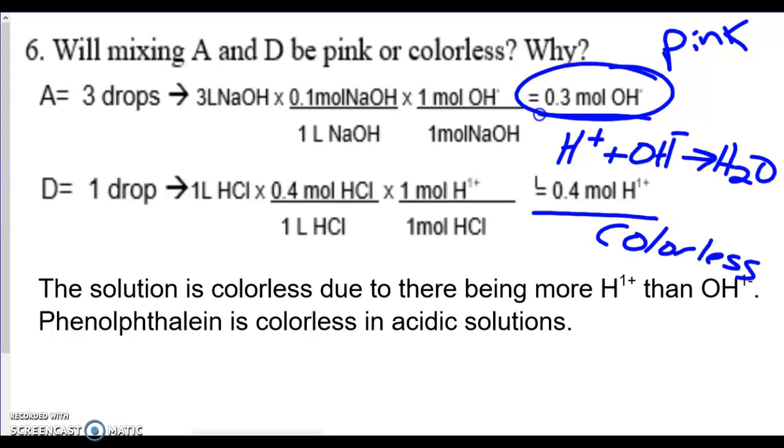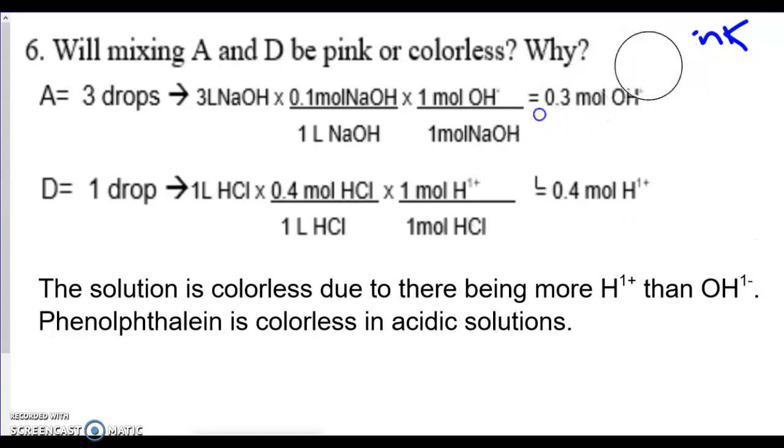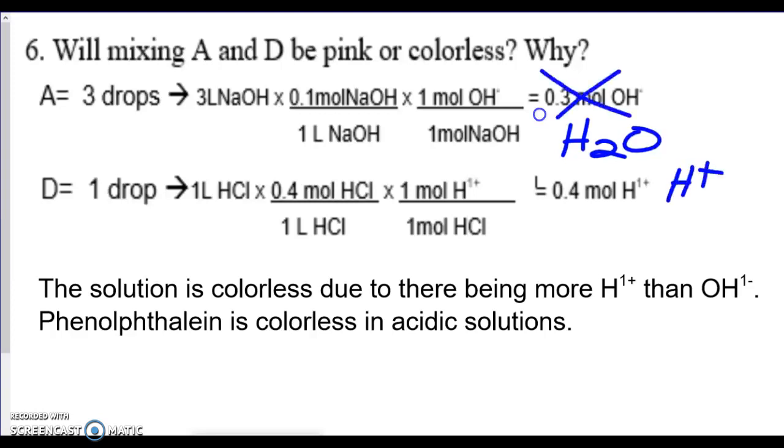If I look at this whole problem, it looks like I have more hydrogen ions than hydroxide ions. So all of the hydrogen ions react with the hydroxide ions that are there and make water, making the hydroxide ions completely disappear, leaving us with some hydrogen ions at the end. And hydrogen ions and phenolphthalein are colorless.